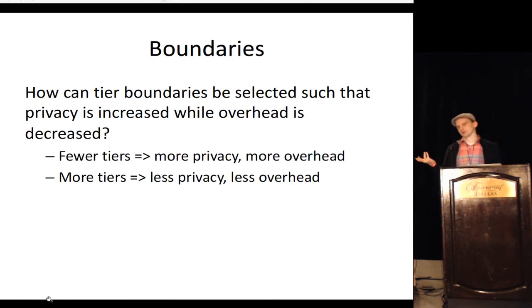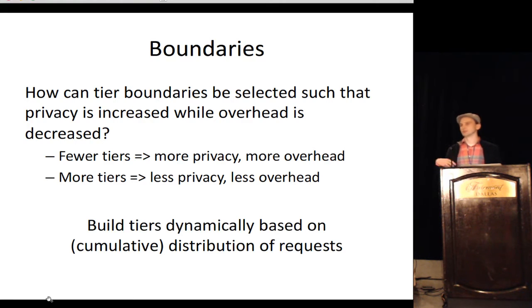But the difficulty here is actually figuring out these boundaries and what's reasonable. Because if you have fewer tiers, then you have to pad to the maximum length, which, as I've been saying, enables more privacy but at the cost of significantly more overhead, which is what we don't necessarily want. But if we have more tiers, that means the range of possible padding options is much smaller, so we have less privacy, but less overhead. So there's a trade-off to be made here, obviously, and that's what we're trying to get at. And our approach is to build these tiers dynamically based on the cumulative distribution of requests or packets.